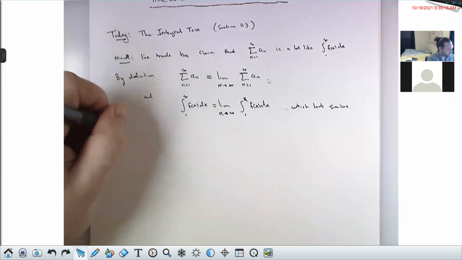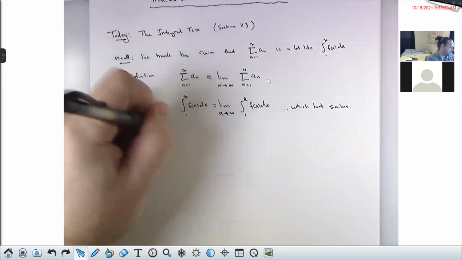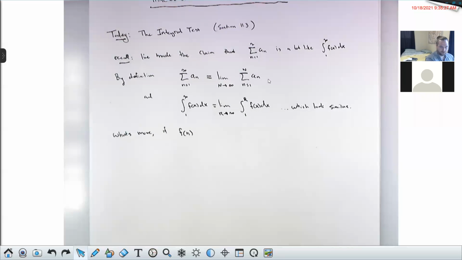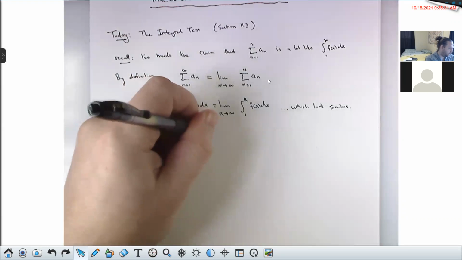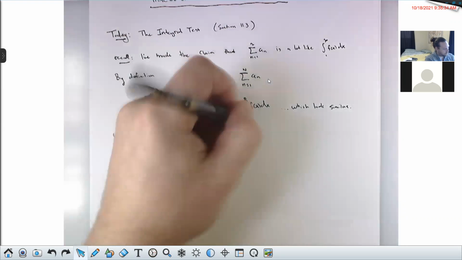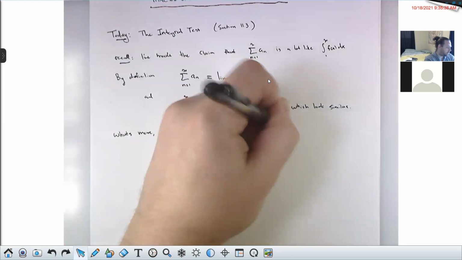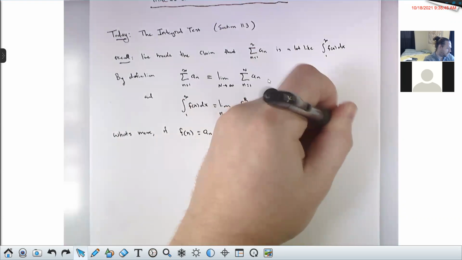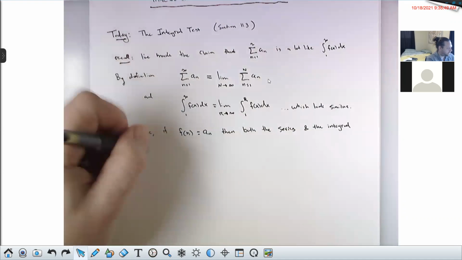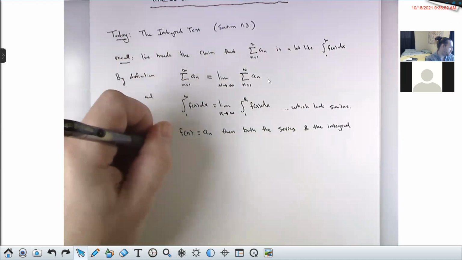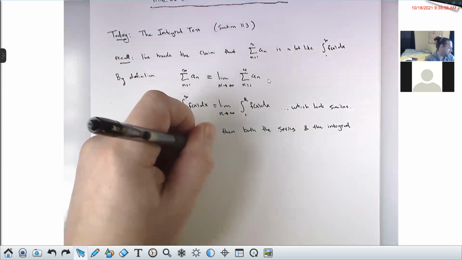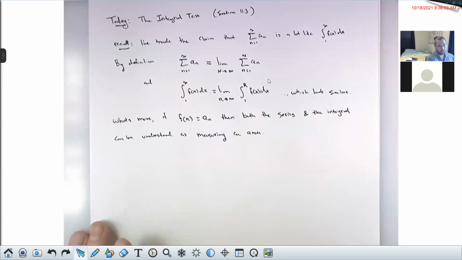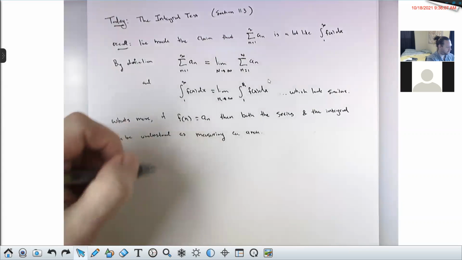What's more, if f of n, when you plug in n for the variable in the function f, is equal to a_n, then both the sum, or say series, and the integral can be understood as measuring an area. So I'll draw you a picture.